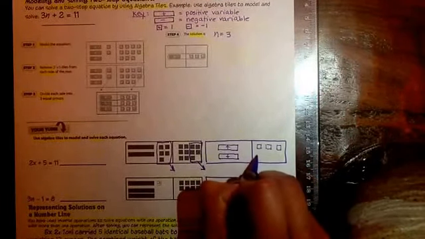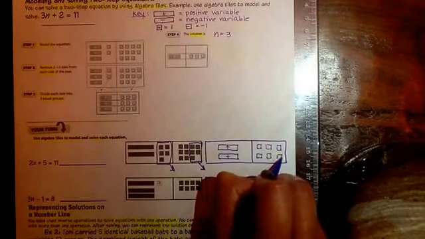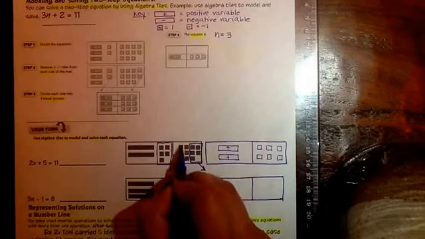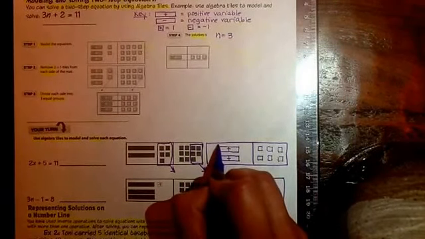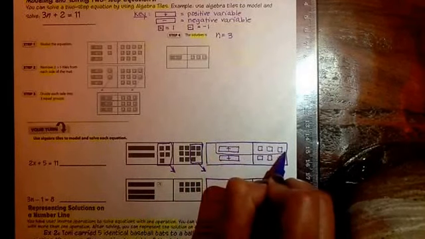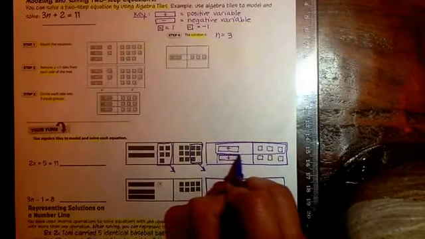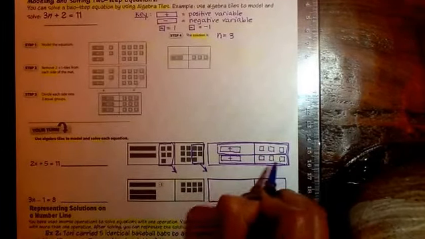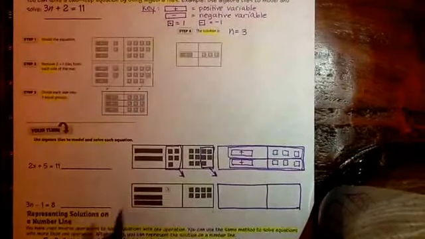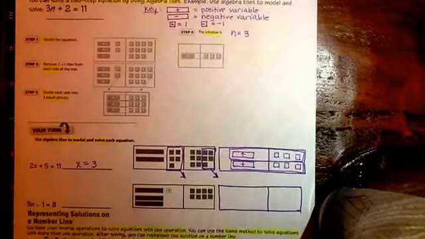And because I know I have to divide these into equal sections, I'm drawing them this way instead of in vertical rows or columns. So if I have to divide these into 2 equal groups, then that means that each x would equal 3. So x is going to equal 3. That's our solution for this one.